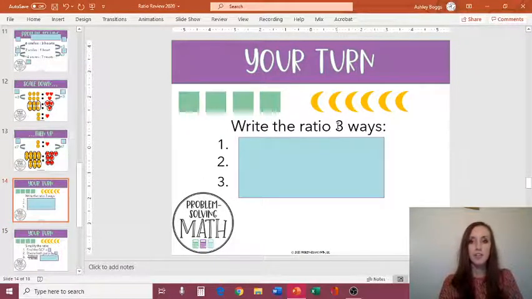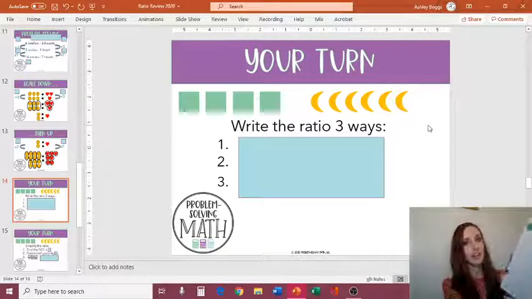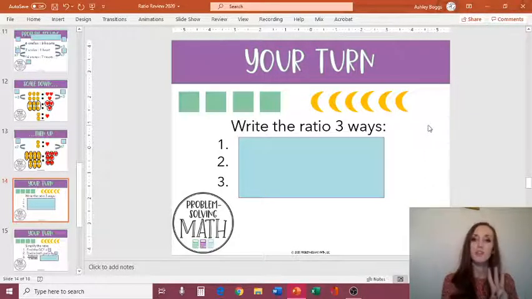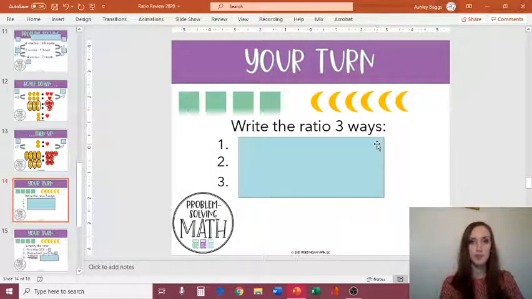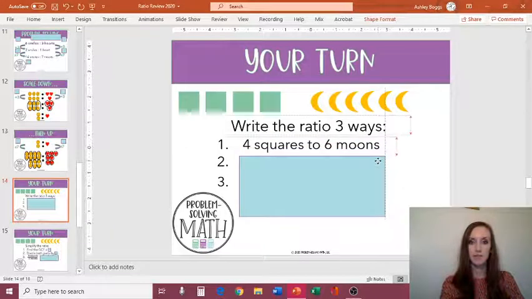You're going to write this ratio 3 ways. We're comparing green squares to yellow moons. Grab your paper or your dry erase board and write the ratio 3 ways. Remember, the first way is words, the second way uses a colon, and the third way is a fraction. Pause the video if you need to. All right, the first way is using the word "to." Let's see how you did.